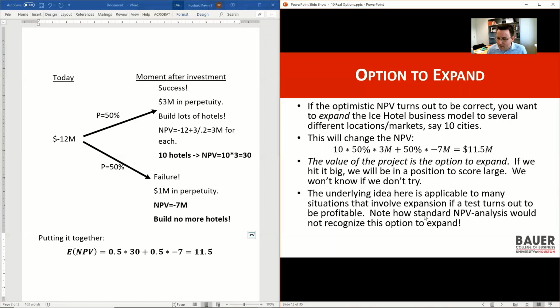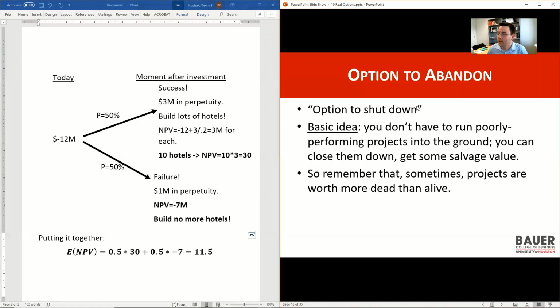The standard NPV analysis is not going to do very well here, right? The standard NPV analysis is you're just going to take your best guess as to what's going to happen and make a decision based on that. But here, things are going to change a lot depending on how things get resolved. Okay. So that's the option to expand. The flip side of that is the option to abandon. Okay. You're going to shut it down if things don't work out.